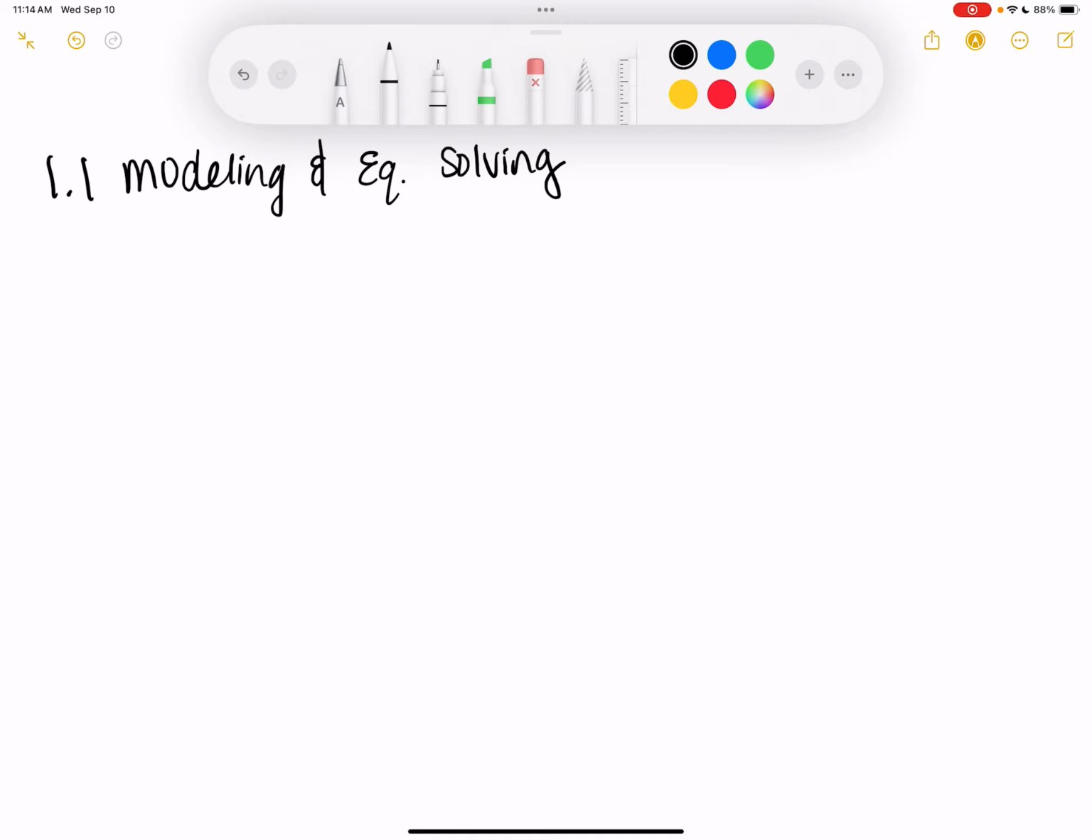Okay. For the first ones, it's like a matching thing, but we're not going to do that. We're just going to basically draw the scatter plot.